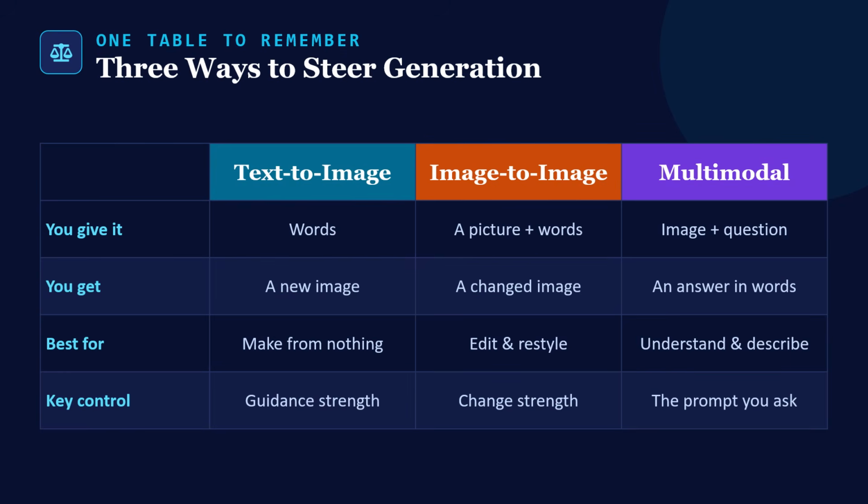Let us bring the three together. Text to image: you give it words, you get a new image. Image to image: you give it a picture and words, you get a changed image. Multimodal: you give it an image and a question, you get an answer in words. Each one has a key control: guidance, strength, and the prompt you ask. Pause here and save this slide.